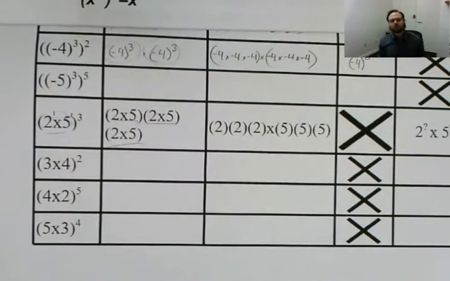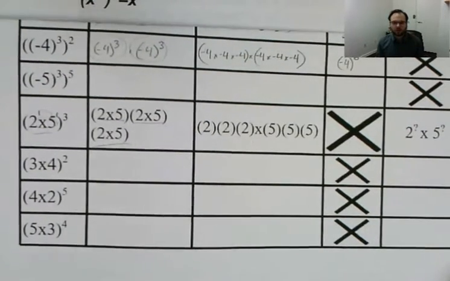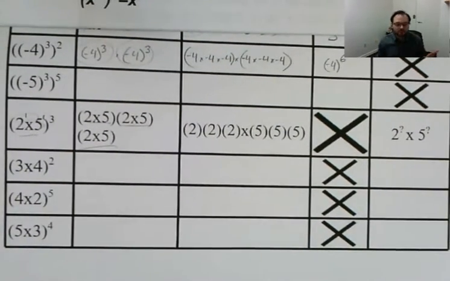Now if we remember, when we multiply, the order of multiplication doesn't matter. 2 times 3 is the same as 3 times 2. 2 times 3 times 4 is the same as 3 times 4 times 2. Okay? The order doesn't matter.